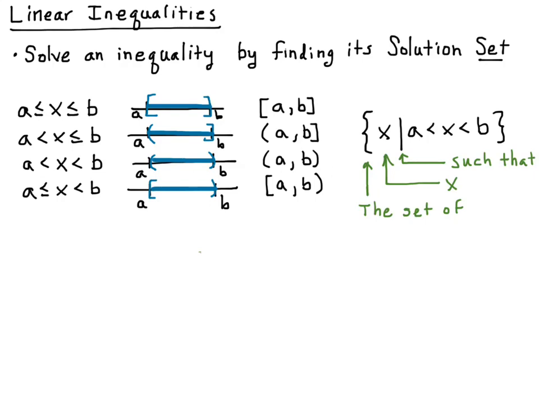So the key to this is starting off with the brace, put your variable, put the such that symbol, and then any expression that you want can go in there. There's nothing particularly difficult about this. If you want to exclude a value, like you say every number is possible except 3, then you would write the set of x such that x does not equal 3, and then close your brace.